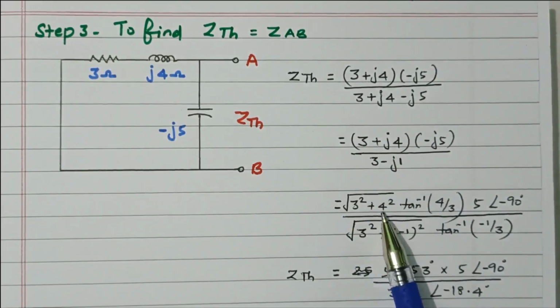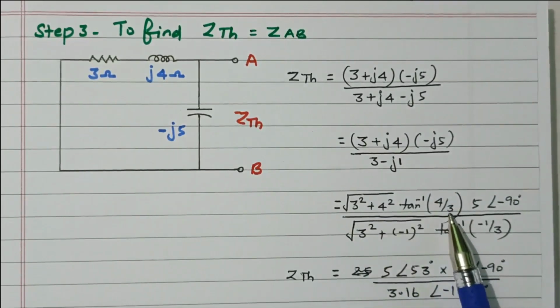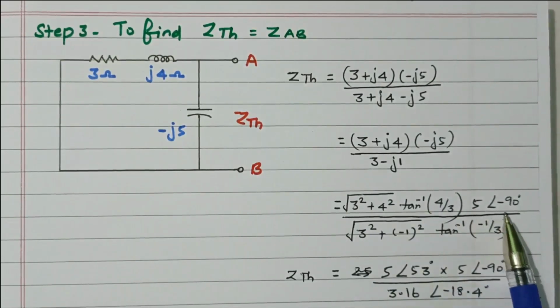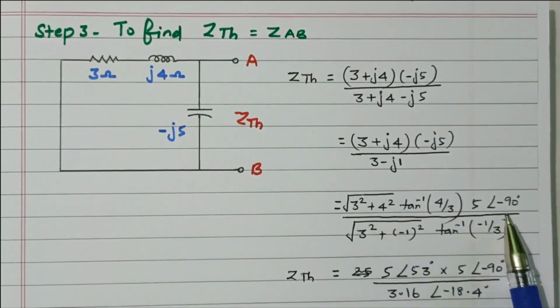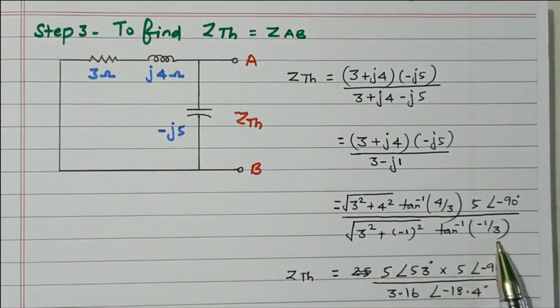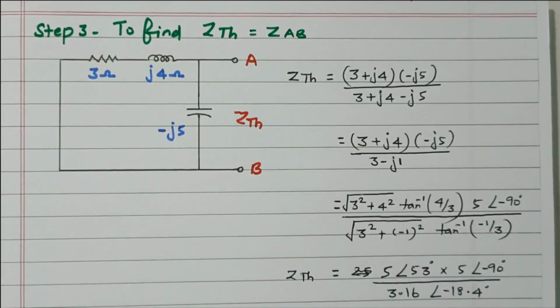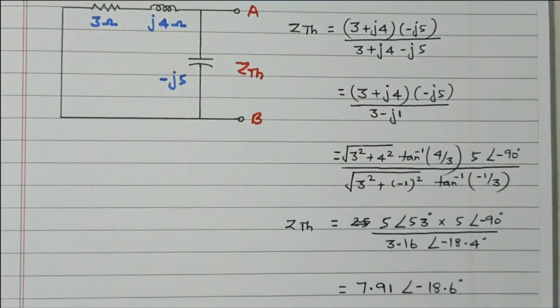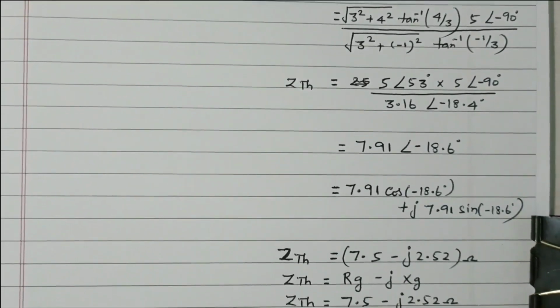So 3 square plus 4 square will give the magnitude, and tan inverse 4 by 3, imaginary term divided by real term, B by A, gives the angle. Similarly, 5 with an angle 90 degree. Just now we saw that minus J refers to minus 90 degree. Similarly here, 3 square plus minus 1 square, tan inverse minus 1 by 3. So this is the procedure to convert rectangular form into polar form. The magnitude is calculated as square root of sum of squares and the angle is calculated as tan inverse B by A. That is the formula for converting rectangular to polar form.